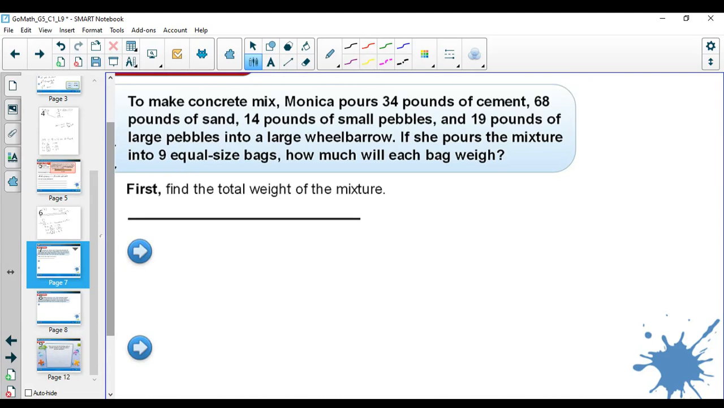I'm going to go ahead and get started. How much will each bag weigh is my final question. My important information is that we are going to use 9 equal-sized bags. And then I need to know how much all of this weighs together. How much does her concrete mix weigh? Well, she puts in, I'm just going to go ahead and make a list.